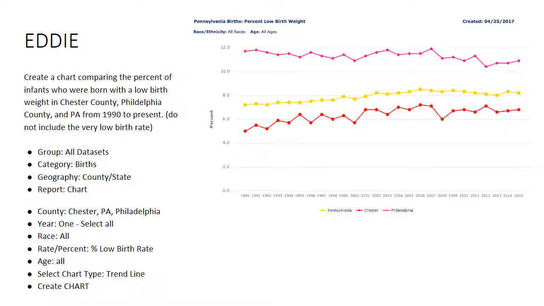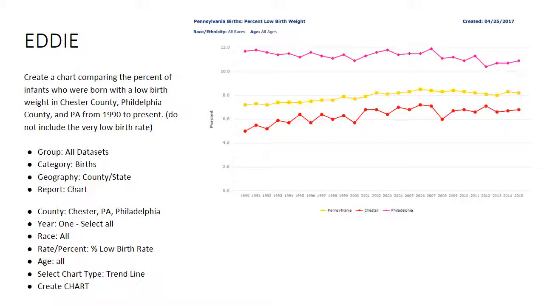We want all races represented, but if you were interested in a specific race for your area location, you could check different races off there. You could want the rate or percent. We want the percent low birth rate. We're not including the very low birth rate here because we just want to know those who had a low birth weight, and it won't allow us to create one table with the two of those combined. So we're just going to look at low birth rate.